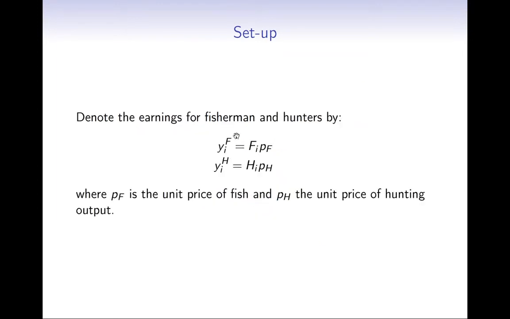Okay, denote the earnings of fishermen and hunters by the following. So the earnings in the fishing occupation is the endowment of skill times the price paid per unit of fish. You can think of skill as like the units a person's able to produce, and similarly in hunting.